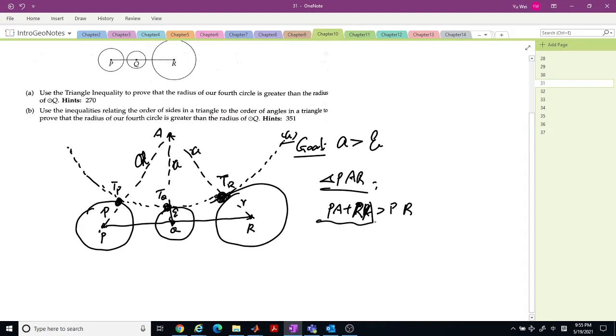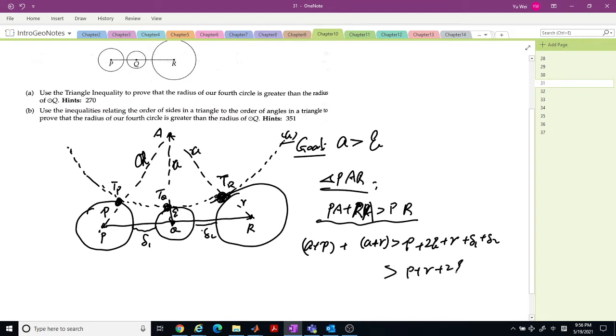Okay, so let's see what is the PA, because it's a touch point, right? So PA is equal to the A plus P, and the RA is equal to the A plus R. Then it's greater than the PR, right? PR is P plus 2Q, then plus the R, and also you need to plus the 2 distance, right? Let's see, this is the delta 1, this is the delta 2. Plus the delta 1 plus delta 2. These are all positive, so greater than the P plus R plus 2Q.